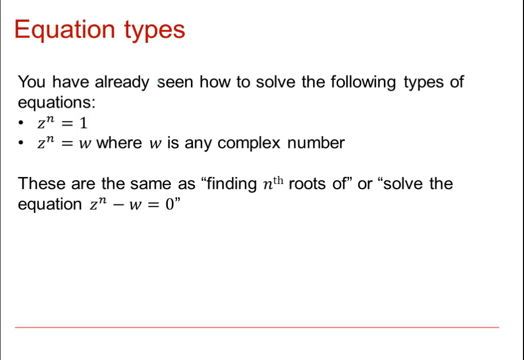So we've previously seen how we can solve the following types of equations. We've looked at z to the n equals 1, where we looked at the nth roots of unity, and we've previously looked at z to the n equals w, where w is any complex number including a wholly real number. So these are the same as finding the nth roots, or if you'd like to think of it as solving an equation, we can think of it as solving z to the n minus w equals 0.